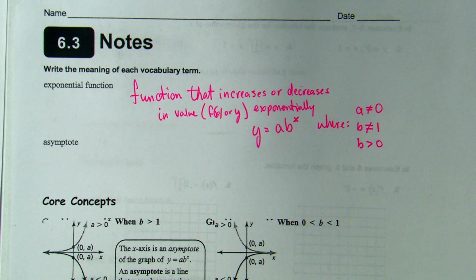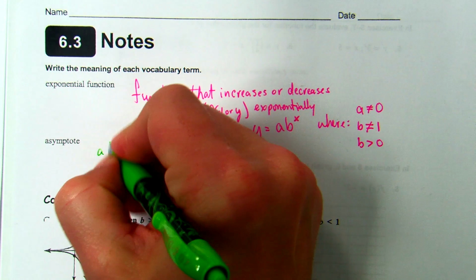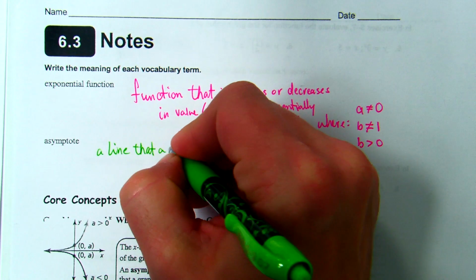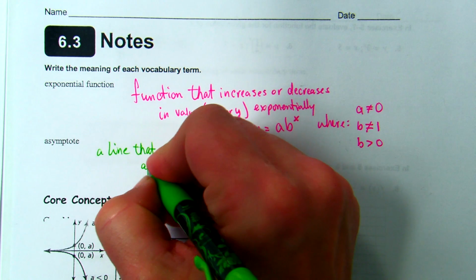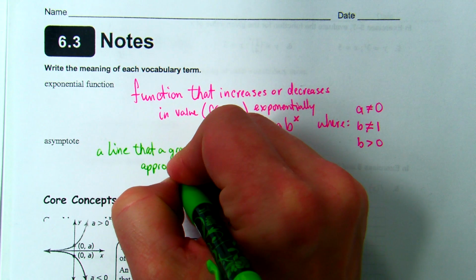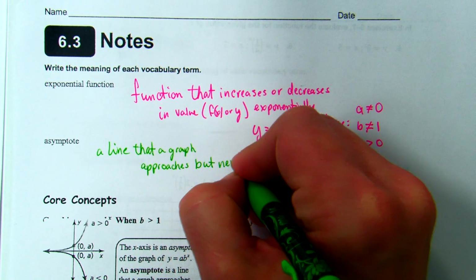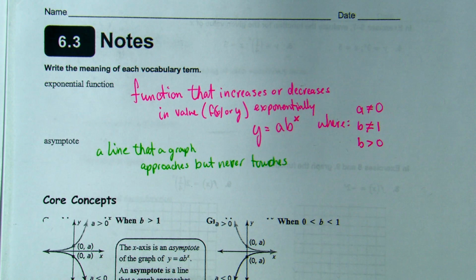The next vocabulary term we have here is asymptote. And an asymptote is simply a line. It is a line that a graph approaches but never touches. Right? It's a line that a graph approaches but never touches.